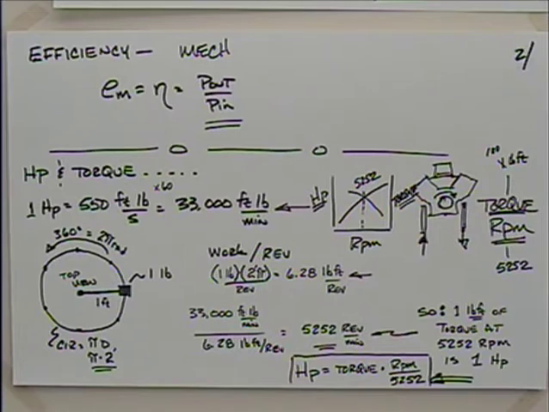A lot of people make up tall tales in this area, and this is the real scoop: horsepower and torque have to be the same at 5,252 RPM, because that's how you calculate it. So, questions with that? Give you something to think about.